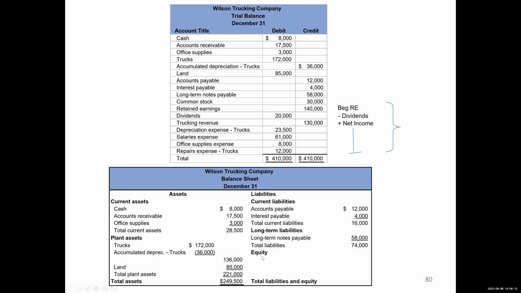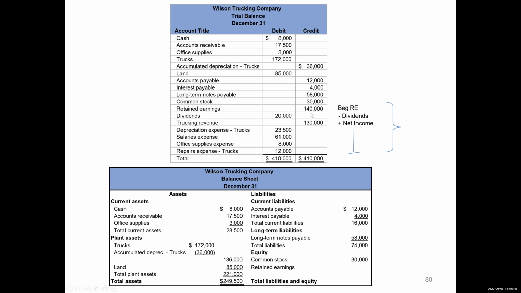Now what we're going to do is we're going to complete the equity section. And remember, the equity section is made up of common stock and retained earnings. Well, common stock is right here, right? Common stock of 30,000. Now, this is where it gets kind of interesting, folks, because we know that we need retained earnings, right? And you're tempted just to use this number here, 140,000, right? That's not it. That's the beginning retained earnings.